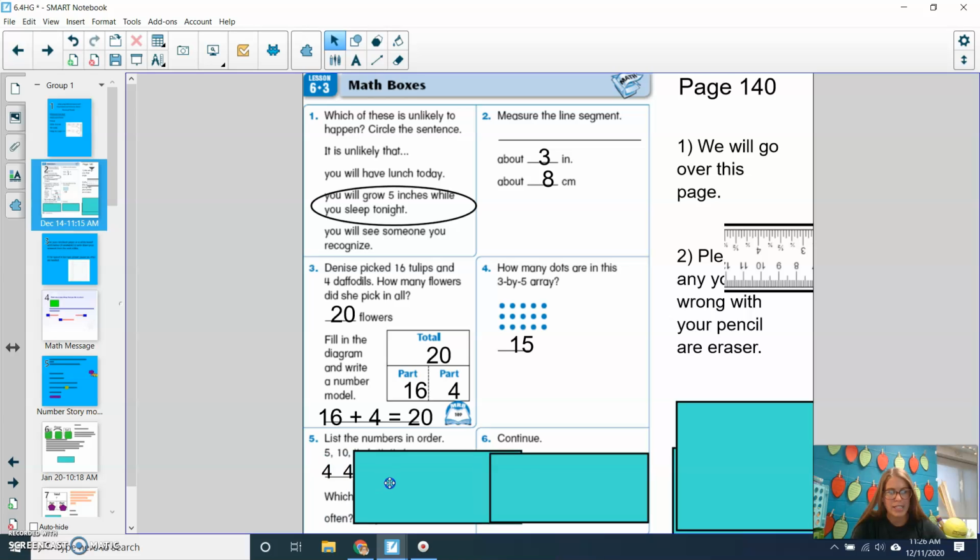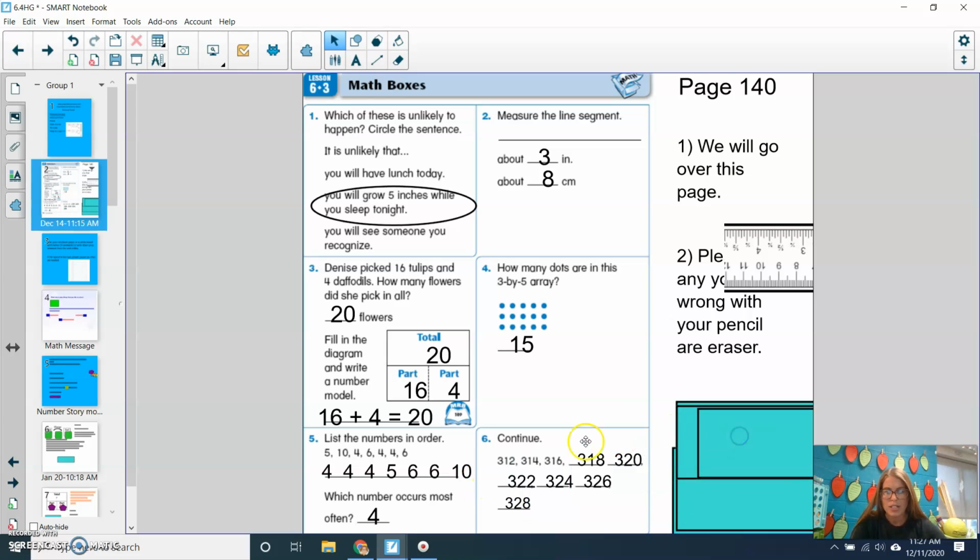For question 5, list the numbers in order. So I had 4, 4, 4, 5, 6, 6, 10. And which number occurs the most often? You should have picked 4 because 4 happened 3 different times. For question 6, continue the count. So we ended at 316 and it looks like I was counting by 2s each time. So then I have 318, 320, 322, 324, 326, and 328. So double check that you have your page correct before moving on to the next slide.